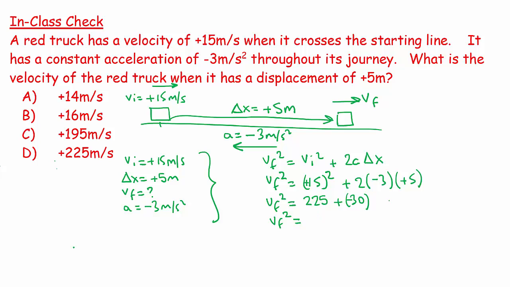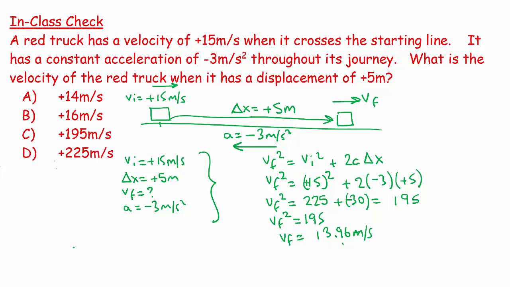So VF squared would equal 195. I'm going to get my handy dandy little calculator, clear it on, and I go second square root 195, enter. I'm getting 13, oops, sorry, that equals 195. So VF is equal to 13.96, which is now meters per second.